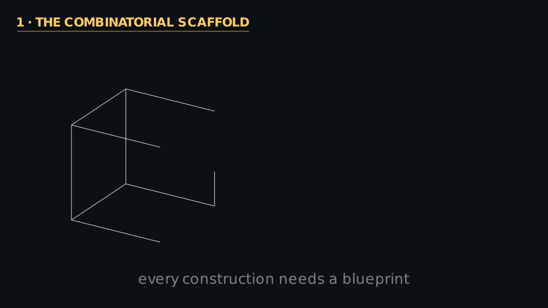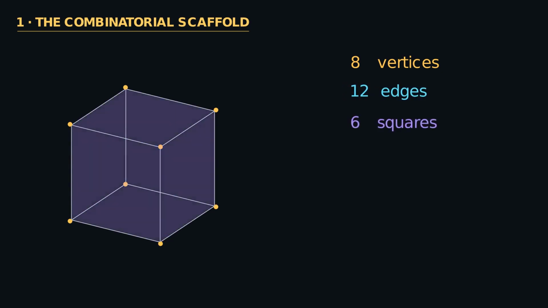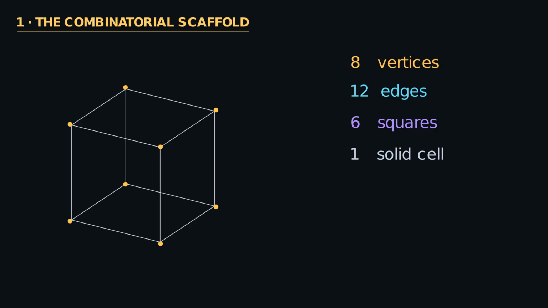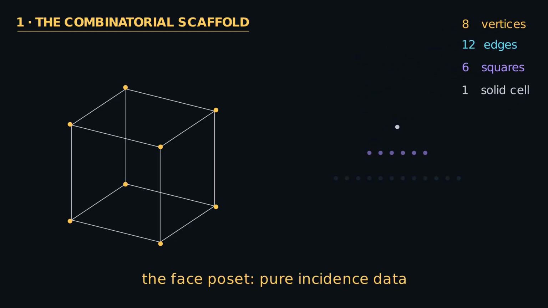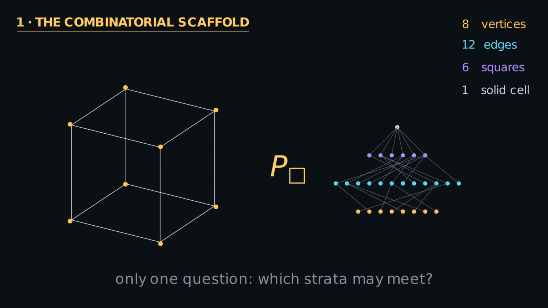Every construction needs a blueprint, and ours is purely combinatorial. Take a cube and list every face of every dimension: 8 vertices, 12 edges, 6 squares, and 1 solid cell. Then record which pieces sit inside which. This incidence data forms the face poset of a cube. The poset carries no geometry at all. It only answers one question: which strata are allowed to meet? 0-dimensional pieces, 1-dimensional pieces, 2-dimensional pieces. The poset says who touches whom, and nothing more.